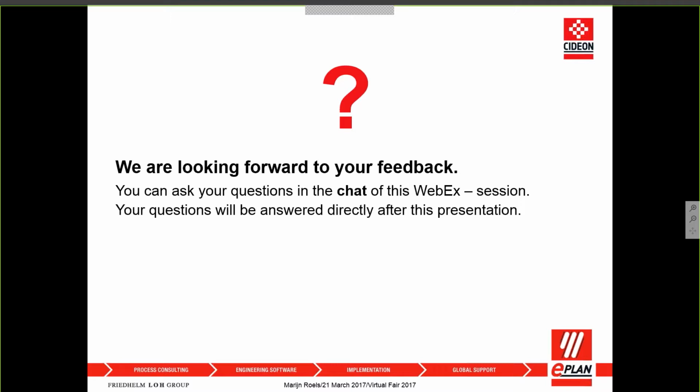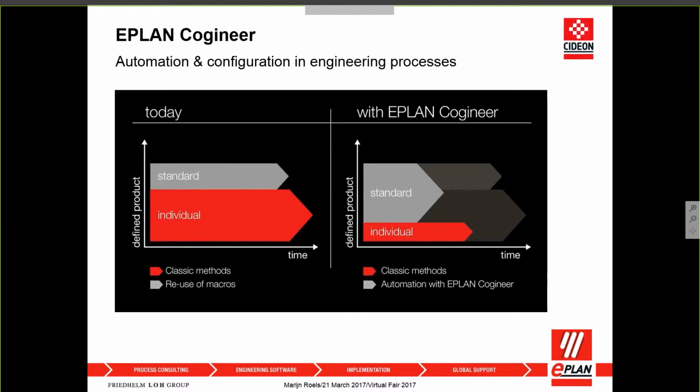So let's first start with a small introduction of EPLAN Cogineer. I hope, or we hope, that everybody will recognize the daily business. We're just doing projects, one after the other, and a lot of the time we copy-paste. We search through a project to find where we used this device, open the project, copy it from there, and paste it into the new project. So this means we reuse data a lot, but in a classical way.